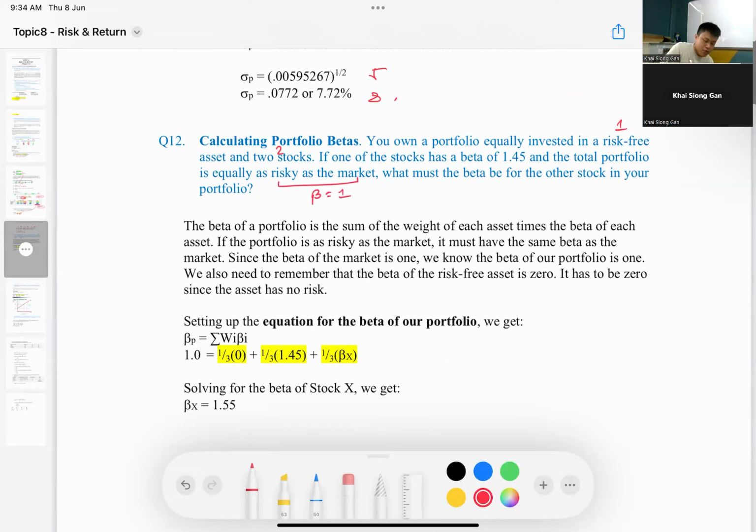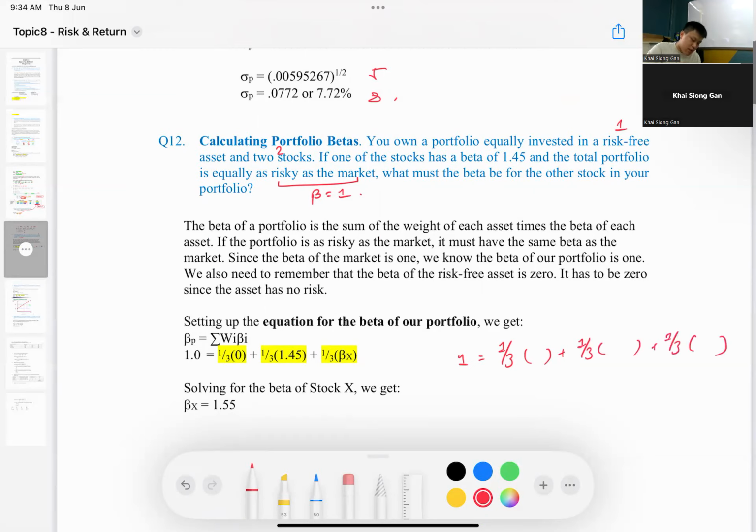Market beta, 1. SML, security market line. Okay. What must the beta be for the other stock in your portfolio? So I know that the total risk that I got is 1, and I invest in 3 assets. So 1 over 3 times the risk. Okay, 1 over 3, 1 over 3 like this.